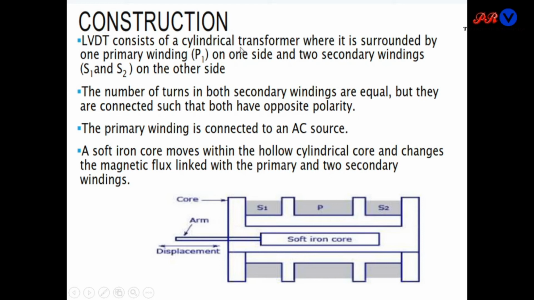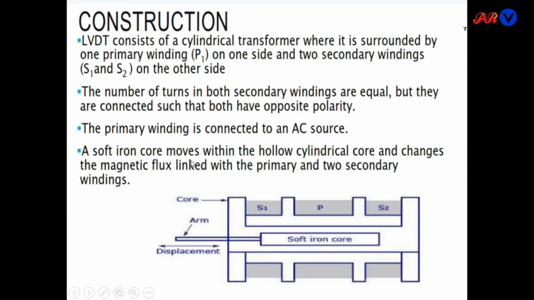LVDT consists of a cylindrical transformer where it is surrounded by one primary winding P1 on one side and two secondary windings S1 S2 on the other side. The number of turns in both secondary windings are equal. These S1 and S2 number of turns are equal, but they are connected such that they have opposite polarity, so that it will provide differential output. The primary winding is connected to AC source.